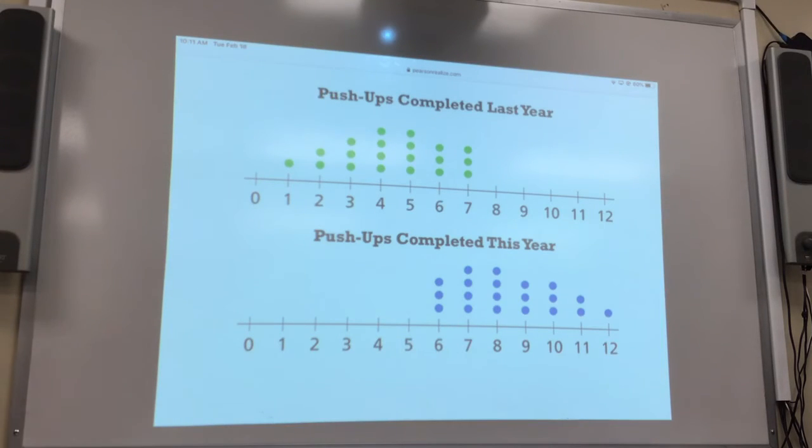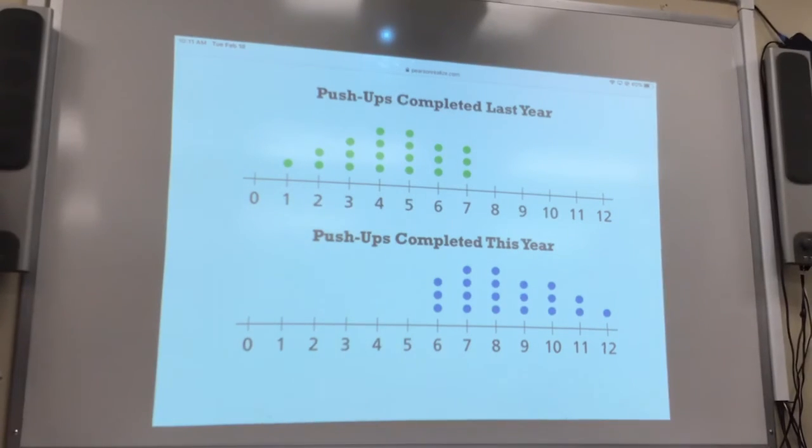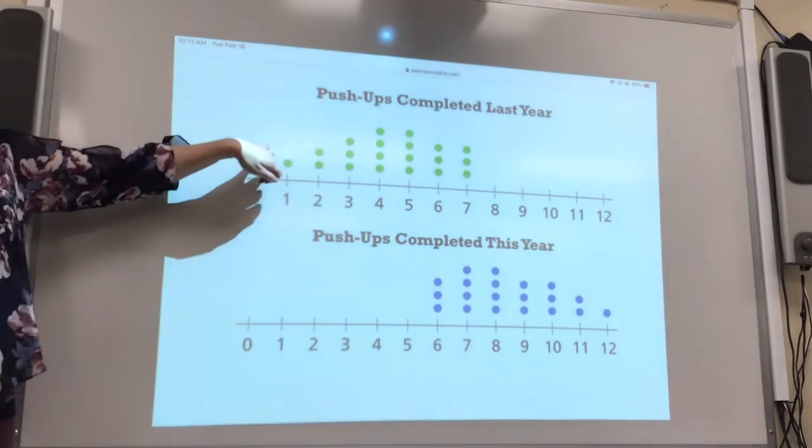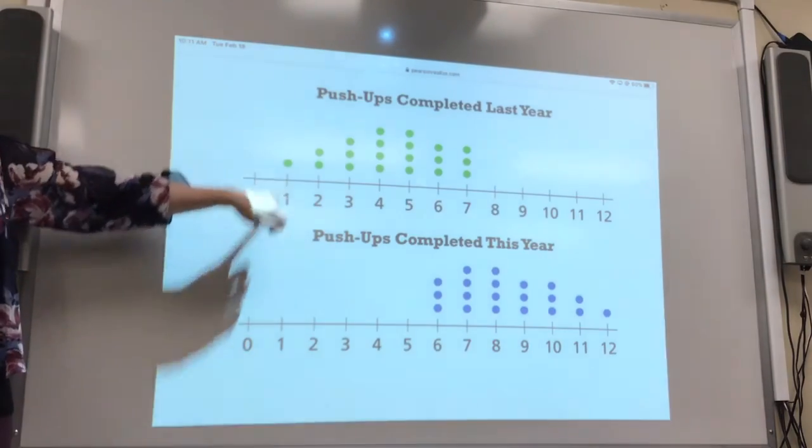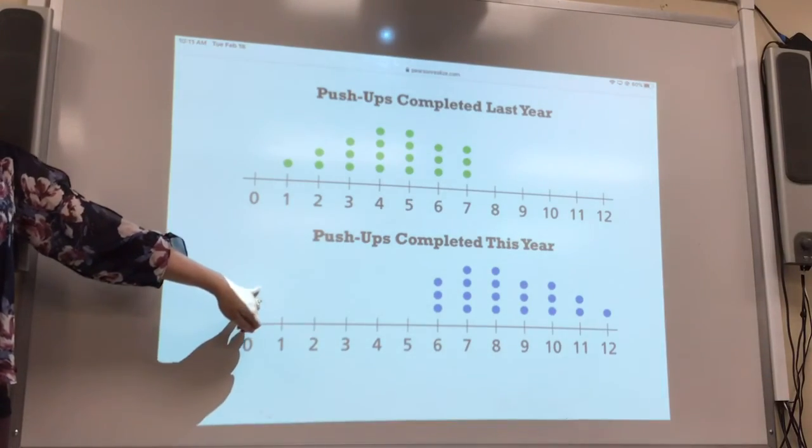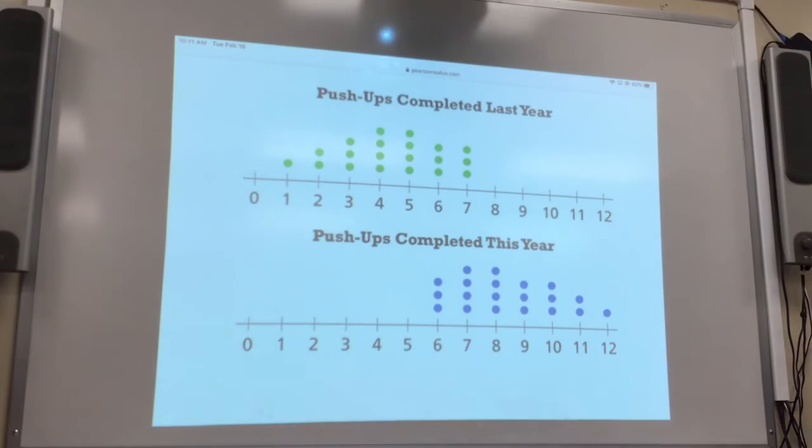Okay, what would you say about the range? What's the range for last year? 6. What's the range for this year? 6. But it's better. It's better. Like the range wouldn't be like.